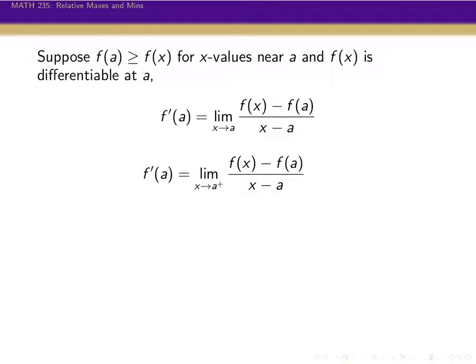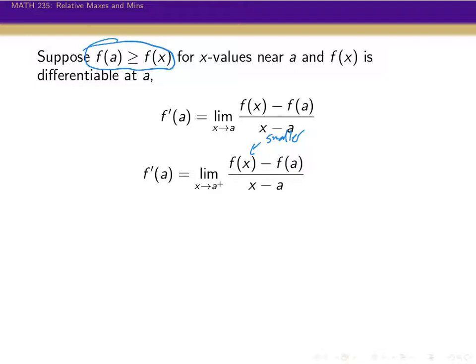And so then on top we have f(x) minus f(a), but we know that f(a) is greater than or equal to f(x) for all x values near a. And so that means that f(x) minus f(a) is smaller.